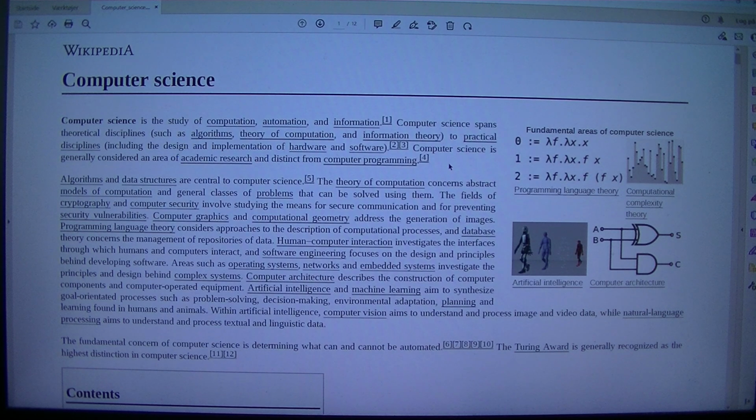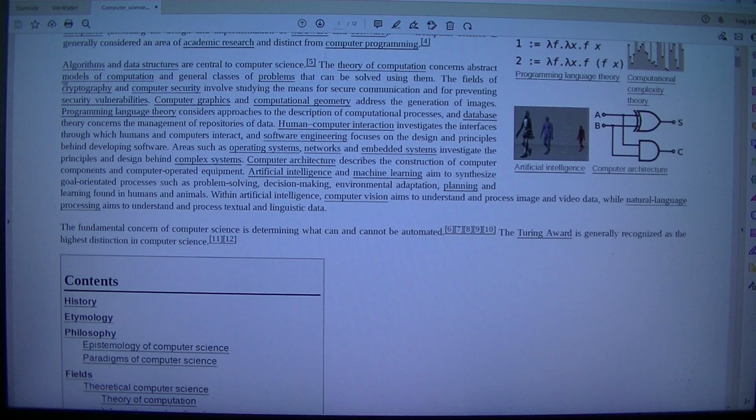Computer science is generally considered an area of academic research and distinct from computer programming. Algorithms and data structures are central to computer science. The theory of computation concerns abstract models of computation and general classes of problems that can be solved using them. The fields of cryptography and computer security involve studying the means for secure communication and for preventing security vulnerabilities. Computer graphics and computational geometry address the generation of images. Programming language theory considers approaches to the description of computational processes, and database theory concerns the management of repositories of data.